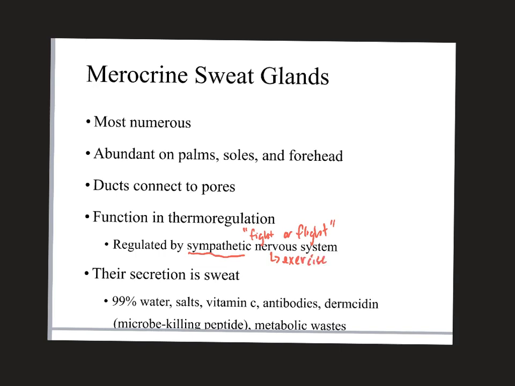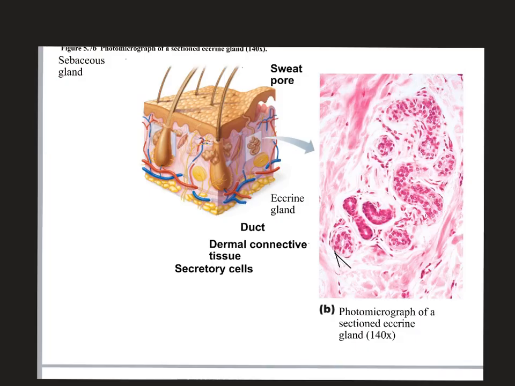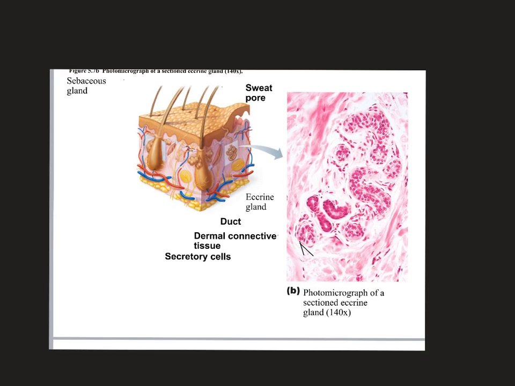Okay, they secrete sweat, which is 99% water. There's some salts, some antibodies, some dermicidin, which is an antimicrobial protein, and metabolic waste. This is kind of the sweat glands that you think of, right? Merocrine or eccrine sweat glands. The others are apocrine sweat glands.